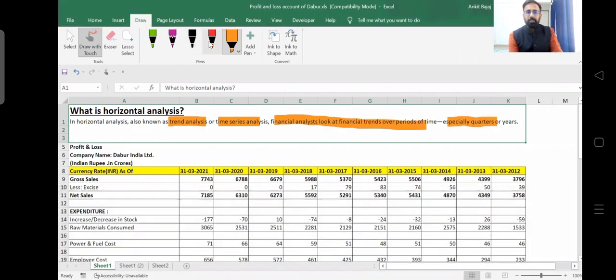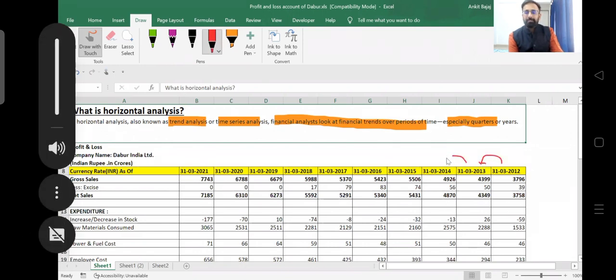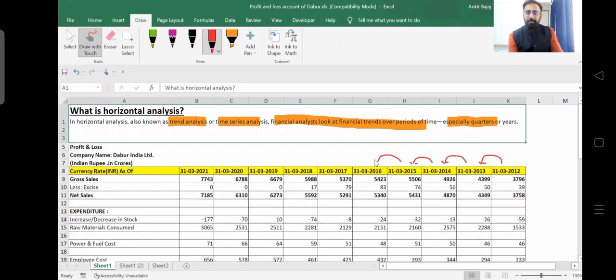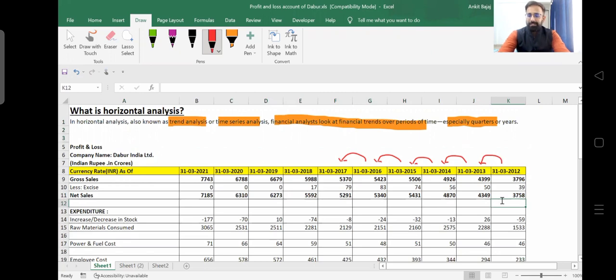So here basically you will be comparing the data of several years, right? Current year versus previous year, current year versus previous year. You will be comparing several years' data to know how the company is performing. First of all, I will be checking the performance of sales, whether sales is increasing or decreasing. This can be understood from horizontal analysis, right?